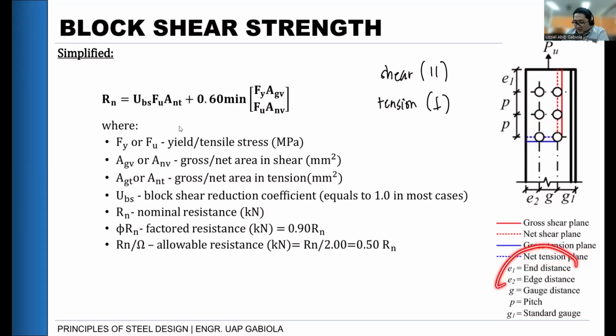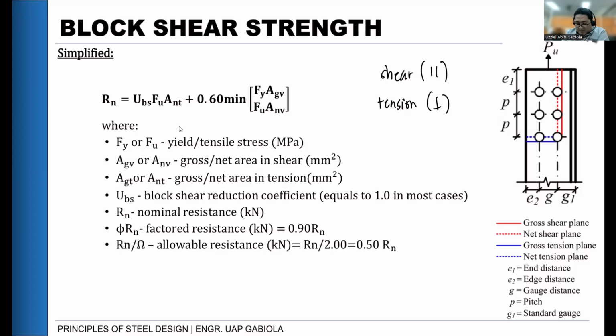E sub 1 and E sub 2 are edge distances, or the distance of the bolt from the edges, from the upper and right, the corner and the side edges. And then we have the pitch, or the spacing of the bolts. And then we have the gauges, which we already know are distances perpendicular to our loading. Okay? So those are some of the new terms.